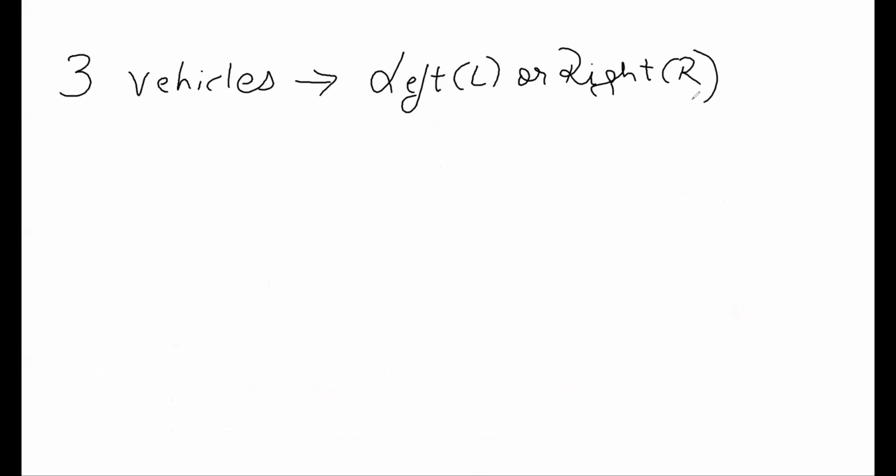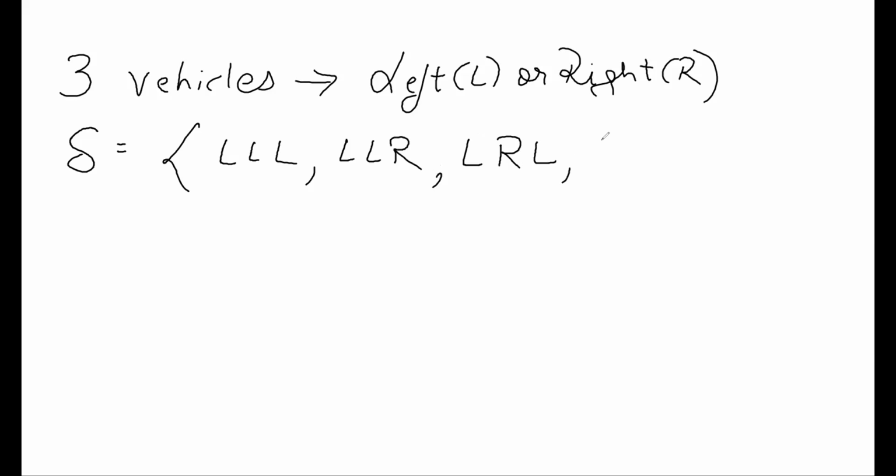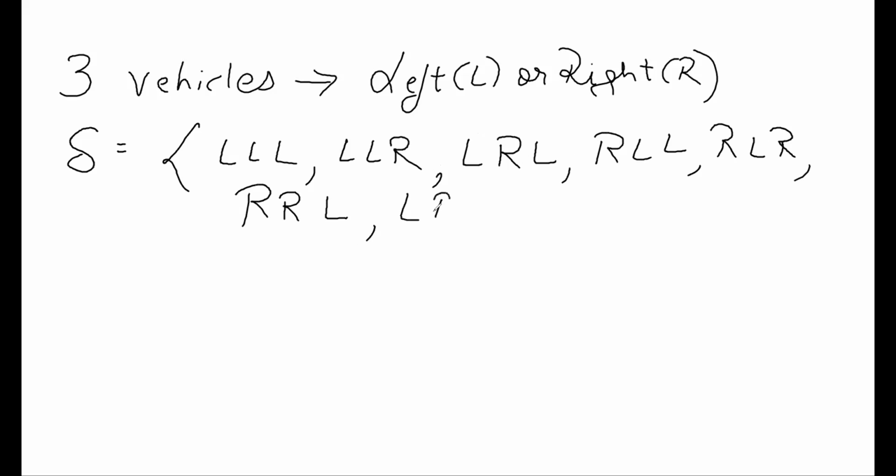So what's the sample space? The sample space will be: all three turn left, or the first two turn left and the third one turns right, or left right left, or right left left, or right left right, or right right left, or left right right, and the last option would be right right right. This is my sample space.